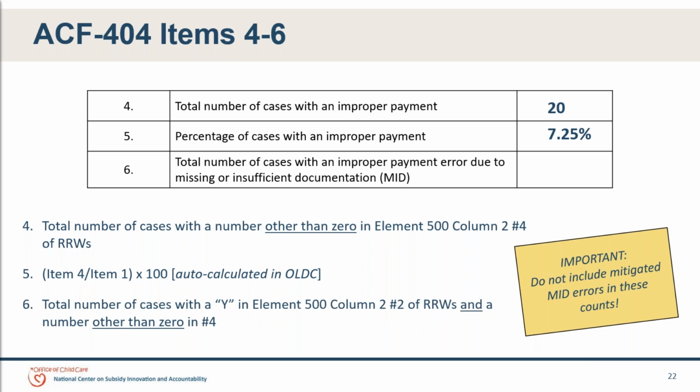And then item 6 is asking for the total number of cases with an improper payment due to missing or insufficient documentation, or MID. Similar to item 4, just be sure not to include those cases that had improper payment errors that were mitigated. So tally up the number of cases that had a Y in element 500, number 2 of your record review worksheet, and also had an improper payment, a number other than 0 in number 4 of element 500 of the record review worksheet. So in our example state, we're going to say that there were 8 cases with an improper payment error due to MID.